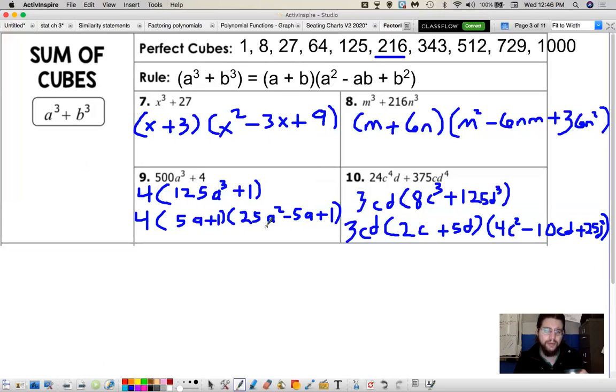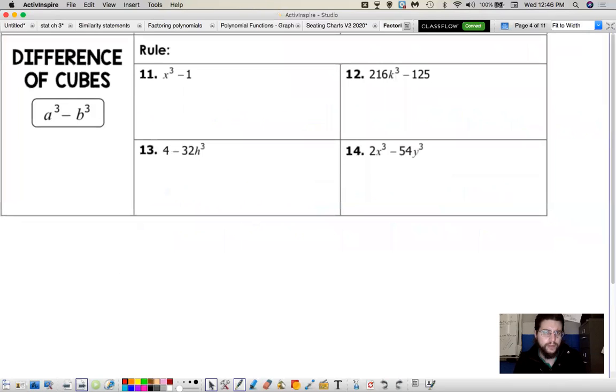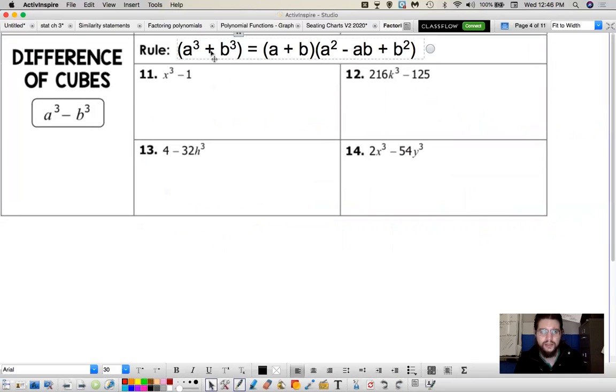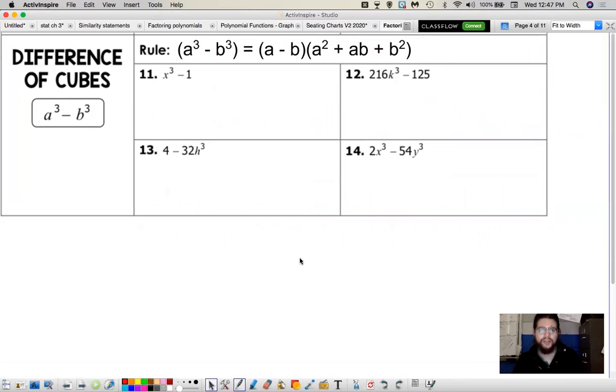So that's the sum of cubes. The difference of cubes is almost the exact same formula. We just changed 3 signs. This one, this one, and this one. And that is your new formula. So it's the exact same process. Just find out what A is, put it in the formula.